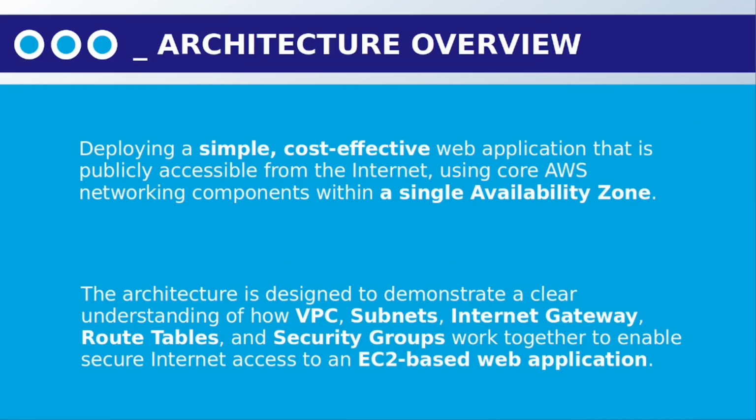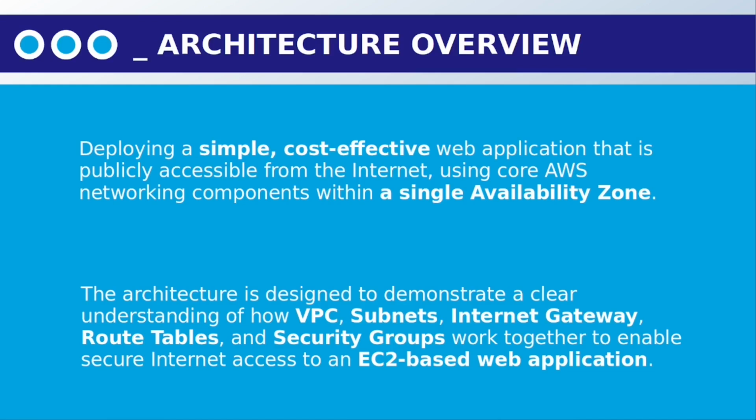Architectural overview. Now let's look at the big picture of the architecture. The solution deploys a simple, cost-effective web application that is publicly accessible from the internet. Key design decision. First, single availability zone. We use only one availability zone. This will reduce cost and complexity. High availability is not required for this project.